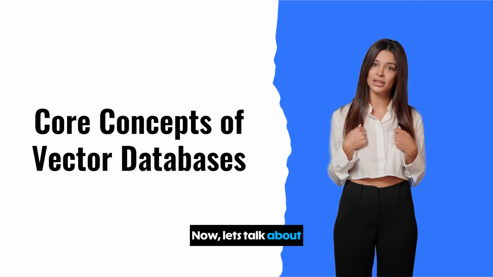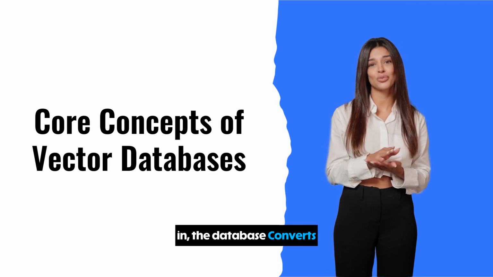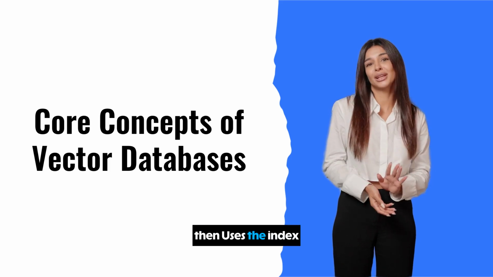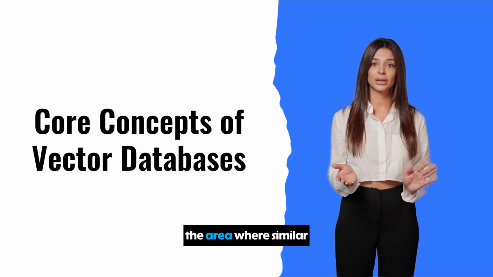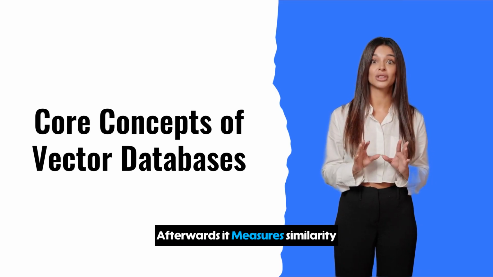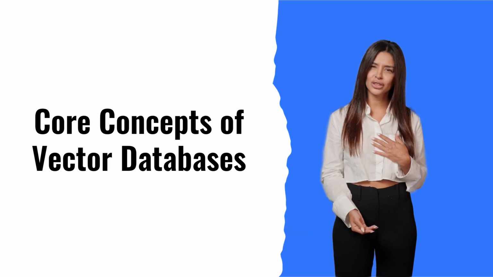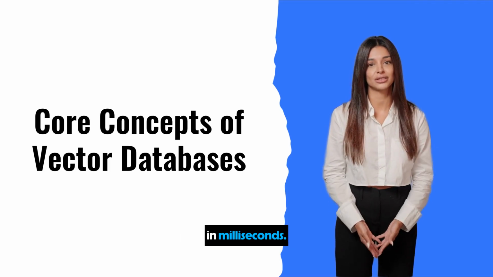Now let's talk about how the search works. When a query comes in, the database converts it into a vector, then uses the index to jump directly to the area where similar vectors are likely to be found. Afterwards, it measures similarity using cosine or Euclidean distance. Then it returns the top results, usually in milliseconds.